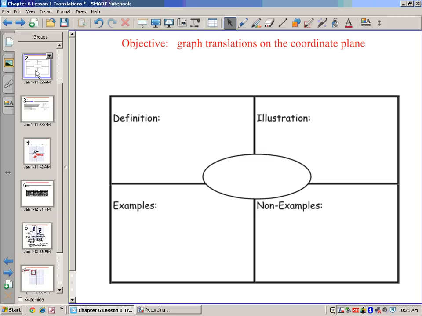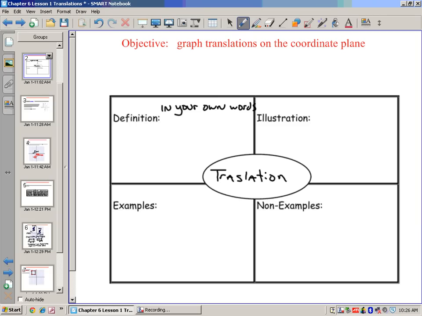Now it says definition. I just want you to write down the definition because we're going to do the word translation. I just want you to write down the definition that was given to you at the beginning, but I want you to define it in your own words.